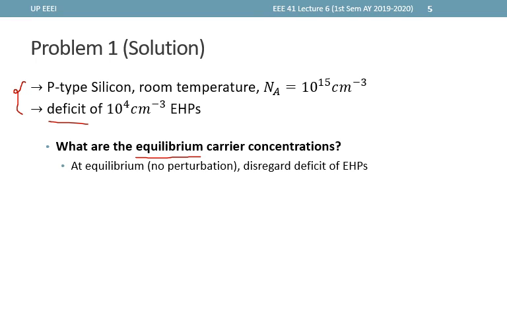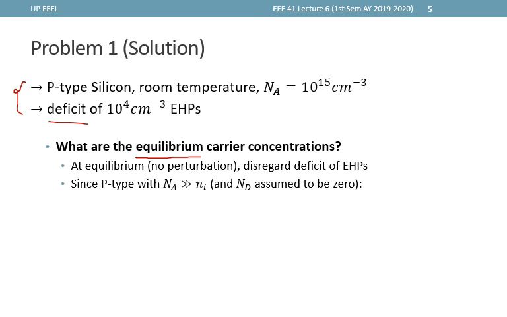So if we assume that the material is in thermal equilibrium, given that it is a silicon with a doping concentration of 10 to the 15. And note that none is mentioned about the donor dopant concentration, so we'll assume that Nd is equal to 0.